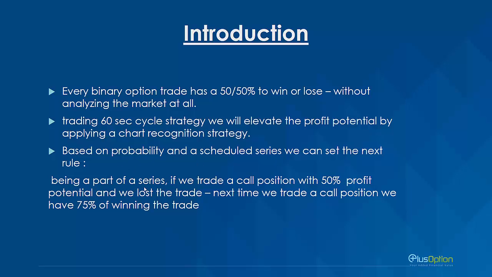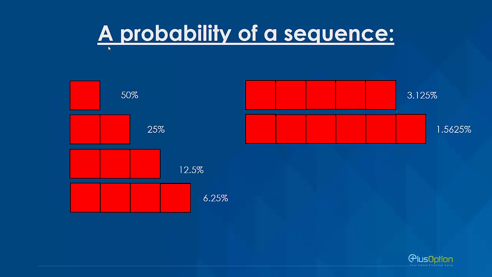Being a part of a series, if we trade a call position with 50% profit potential, as we've described at the beginning, and we lost the trade, next time we trade a call position, we have 75% of winning the trade. And let's explain why. So a probability of a sequence goes like this. I know that for the first trade, I have 50% to lose that trade.